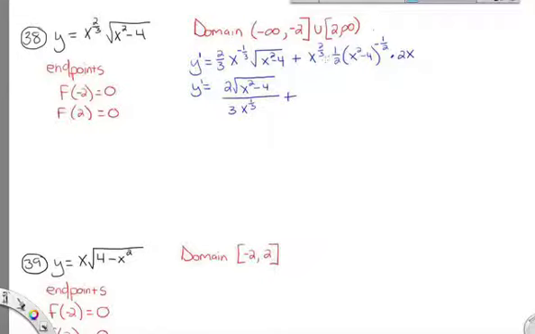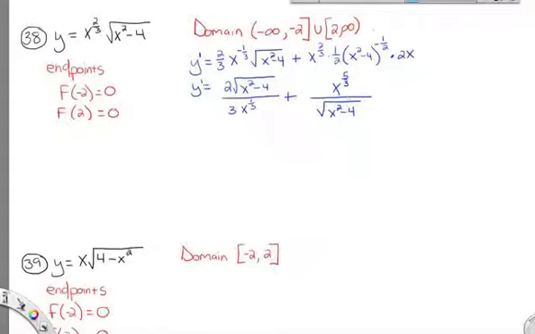plus, okay, denominator, I have the square root of x squared minus 4. This is not looking pretty. The half and the 2 cancel out. So I have x to the 2/3 times x to the 3/3. So I have x to the 5/3.